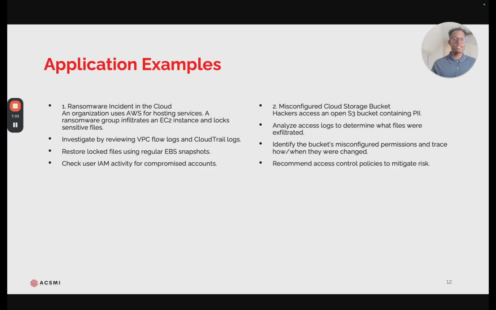Hackers that can access and open an S3 bucket containing PII, right? So we want to be able to analyze the access logs to figure out what actually happened. Identify what changed, if anything did change, if permissions changed. And then recommend some access control policies to mitigate the actual risk itself. These are ways that you can go about handling misconfigurations. And we talked about it before. Security configuration files are one of the main things that cause issues.